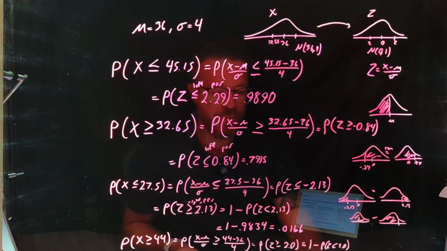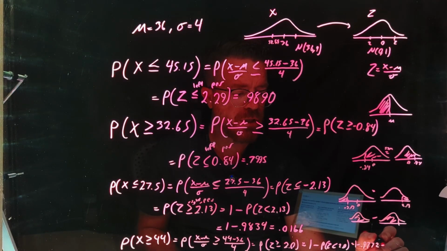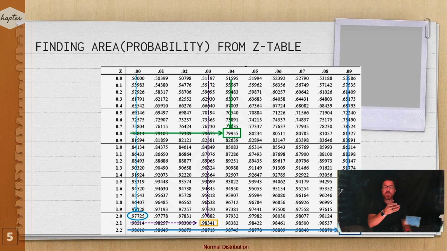So we get 1 minus 0.9772, which is going to be equal to 0.0228. You can see here from our slides that this is what it looks like when you're looking these up. And you can actually see an example of each of the z-table lookups that we did on our prior problem.